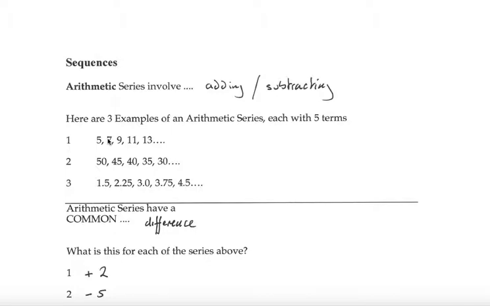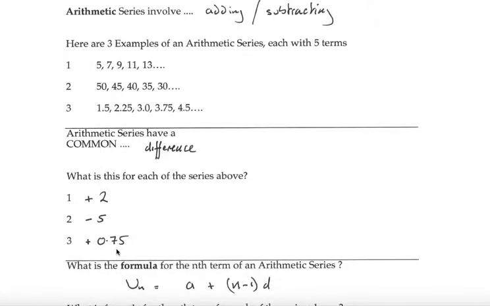So in this case, it's always plus 2 to get from any term to the next term. In this case, it's always minus 5. So you could think of it that I'm adding on negative 5 to get from any term to the next term. And in this case, as I've said here, it is always add on 0.75.